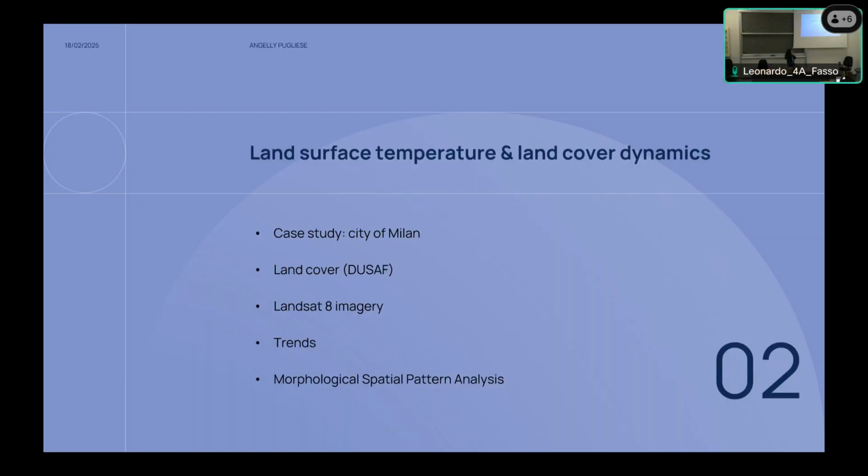Okay, so I will go now through the land surface temperature and land cover dynamics. Today I will focus on the city of Milan for the study, and I will go through the DUSAF, Landsat 8 imagery, the trends among these two, and the MSPA, the morphological spatial pattern analysis, that is one of the landscape pattern analyses I was mentioning previously.